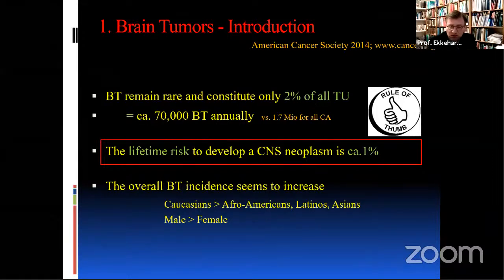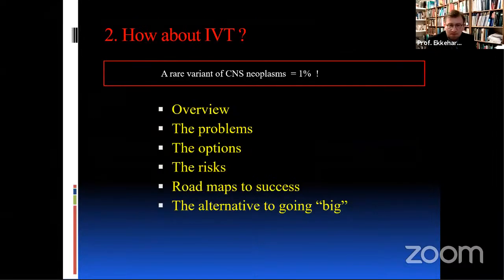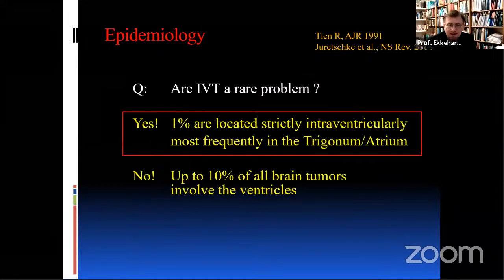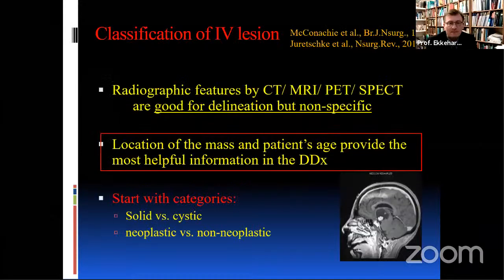However, that incidence seems to be increasing and affects Caucasians more than other races, and in general affects males more than females. Amongst those tumors, the intraventricular tumors are rare because they only make up about 1% of CNS disease. And when you think about those, are they really a rare problem? Well, you could say yes, because 1% are located strictly in the ventricle and most frequently so in the trigonum. But no, because up to 10% of all brain tumors involve the ventricle. So it's good to know about, what do you need to think about to manage this type of disease.